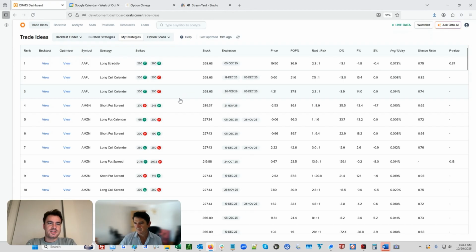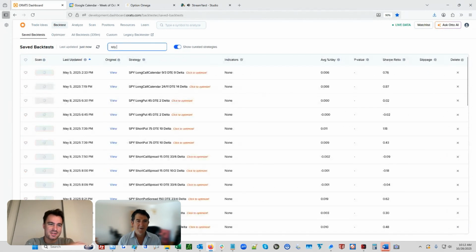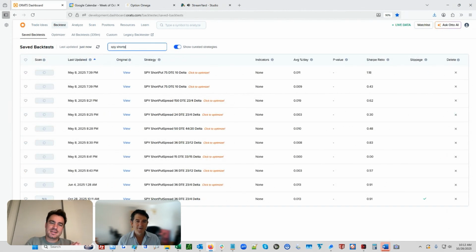Yeah, the curated strategies and my strategies tabs in the trade ideas are a great way for you to see the strategies that you've built from the optimizer and look at the trade ideas. They're very similar to the backtest finder trade ideas in theory, which is something we released probably about 9 months ago, where those trade ideas are from the current environment setup, and then they're scanning and returning the best trade. It's very similar, but they're using your optimized strategies and the ones that are currently in the strategy from your saved optimized backtests, if that makes sense.